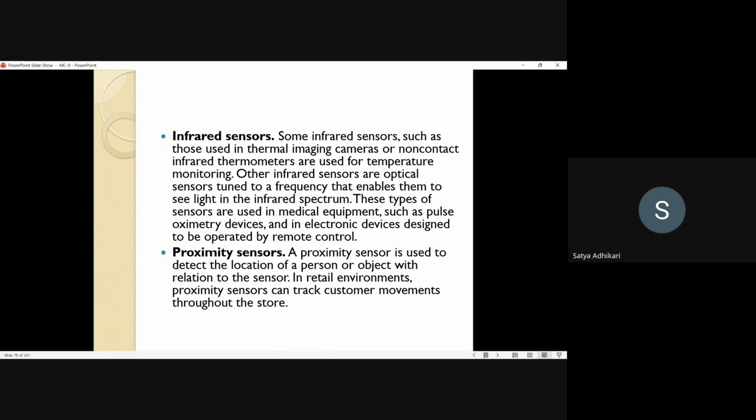Proximity sensor. A proximity sensor is used to detect the location of a person or object in relation to the sensor. Basically, in a retail environment, a proximity sensor can track the customer's movement throughout the store. Suppose there is a restricted area that the customer cannot enter. If the customer moves to that area, the proximity sensor senses that, so the necessary action will be taken.